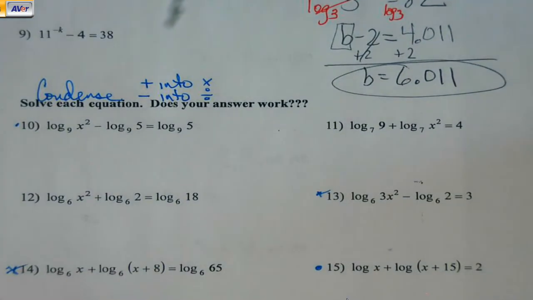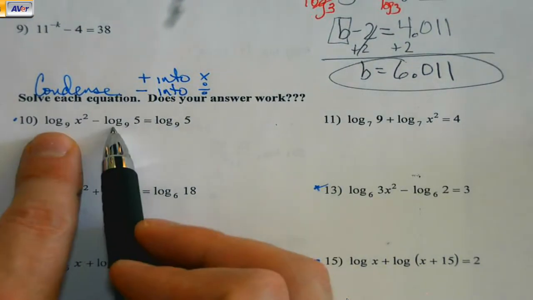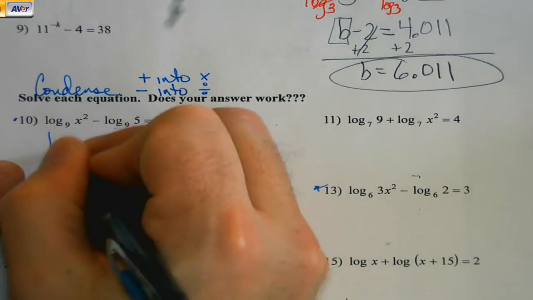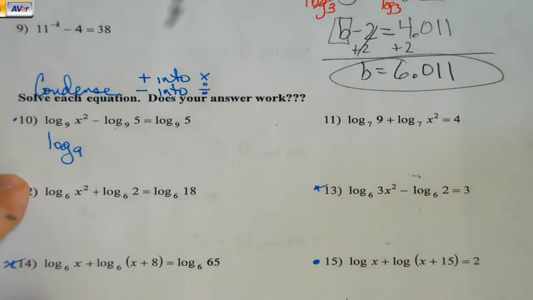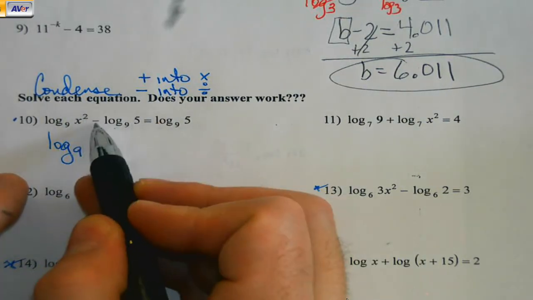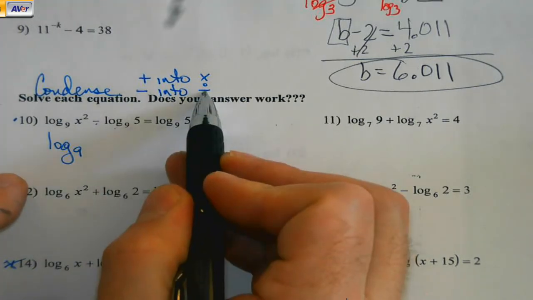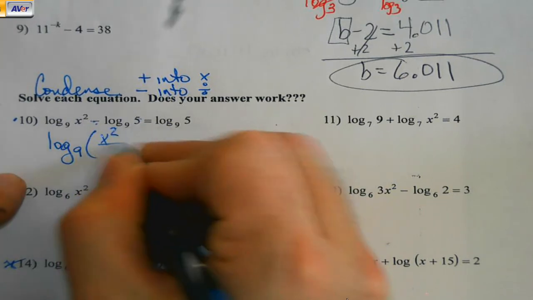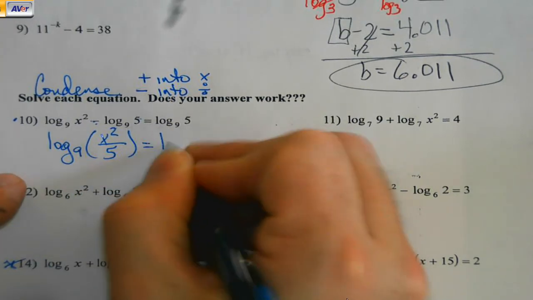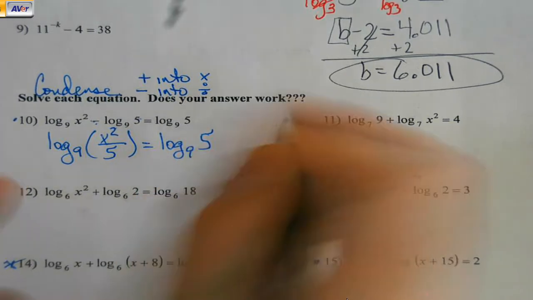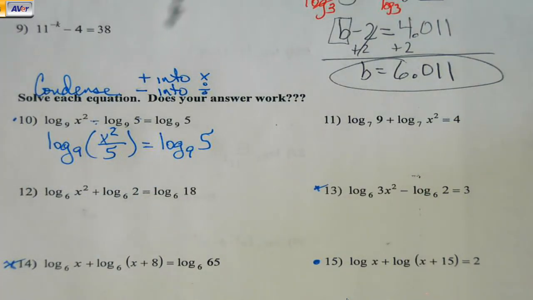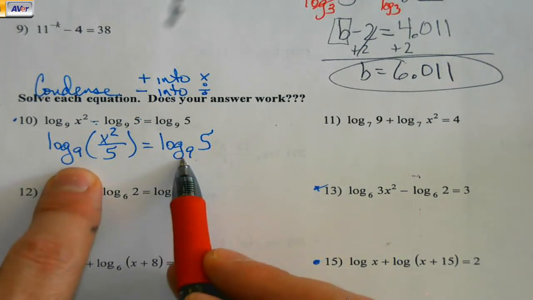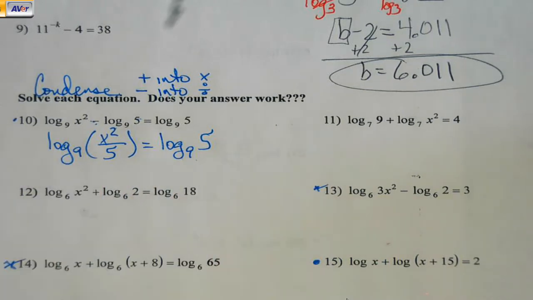Okay, so we're going to start with number 10. So I'm going to look on the left side. Okay, I got 2 logs. Can't have 2 logs. Can only have 1 log on a side. So I start to look at getting this into a single logarithm. X squared minus turns into divide, x squared divided by 5. X squared divided by 5 equals log base 9 of 5. Okay. Well, now what? Well, I got logs on both sides. They both have the same base. That's a good thing. So how do I get rid of them?